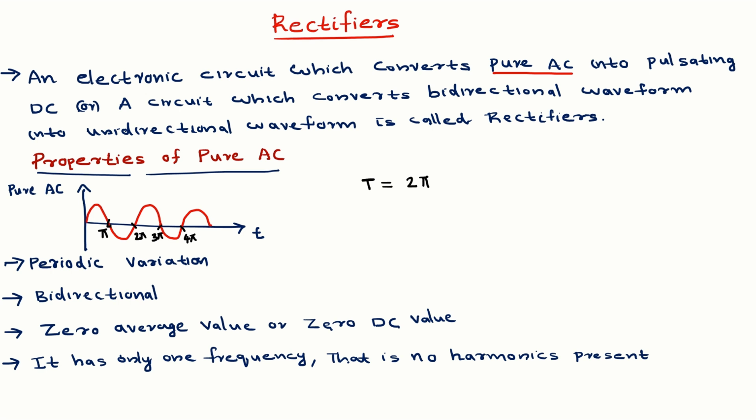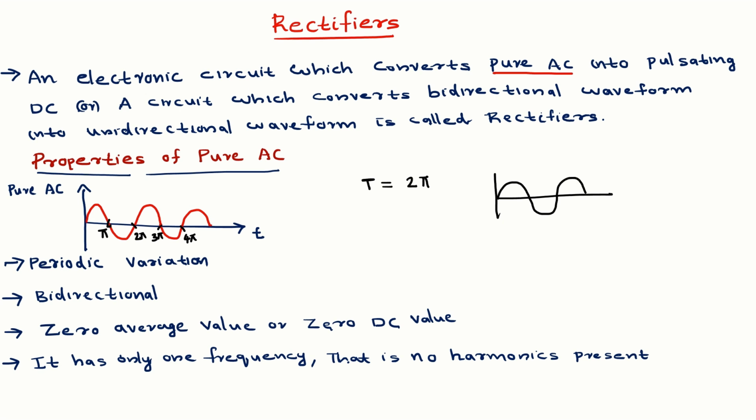Then the third property is zero average value, or zero DC value. That means this waveform has zero DC value. If I take the area of this waveform over a full fundamental time period, that is 2 pi, here I am drawing the diagram one more time, then I will explain.